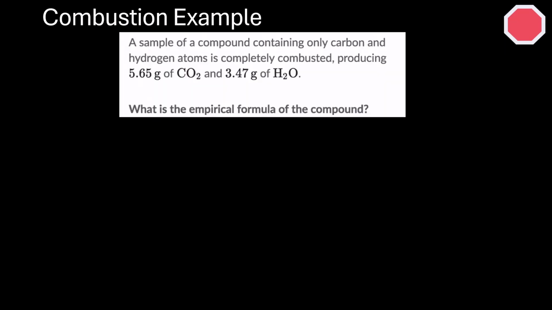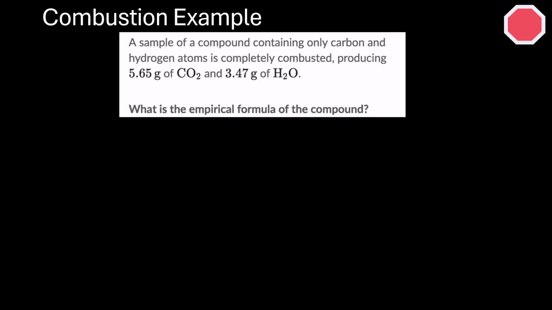So here's the combustion example I was talking about earlier on. We're told that we have a sample of a compound containing only carbon and hydrogen atoms, and it's completely combusted, producing 5.65 grams of carbon dioxide and 3.47 grams of water. The question is, what is the empirical formula of the compound? So why don't you pause and try and work through that.